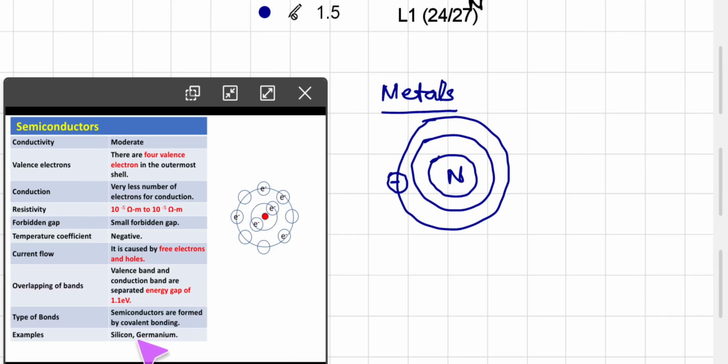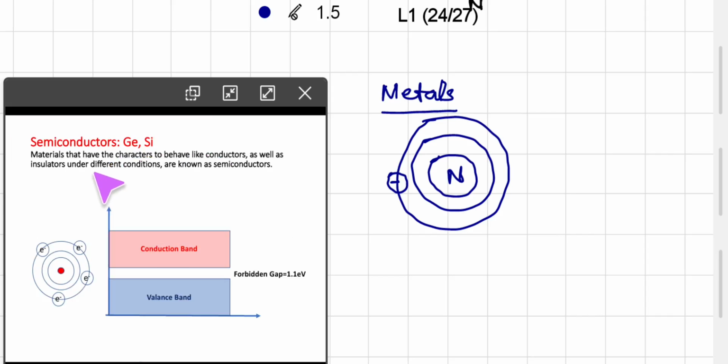Silicon and germanium are the materials which act as semiconductors. So materials that have the characteristics to behave like conductors as well as insulators under different conditions are known as semiconductors. Here you see this is the valence band and this is the conduction band, but the energy gap between them is very small, 1.1 electron volt, and if this much energy is given to these electrons they can jump to the conduction band and become free and take part in electrical conductivity.